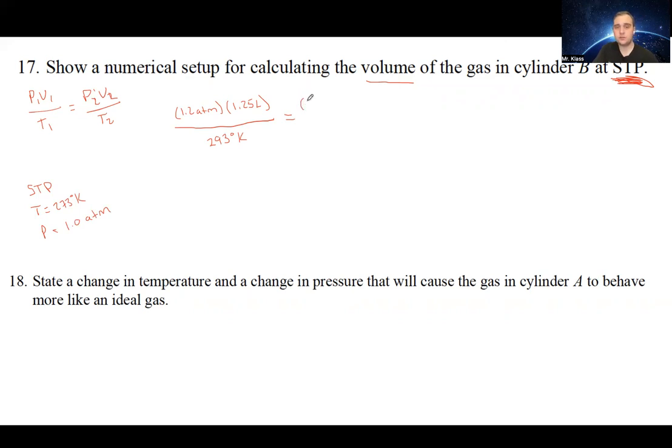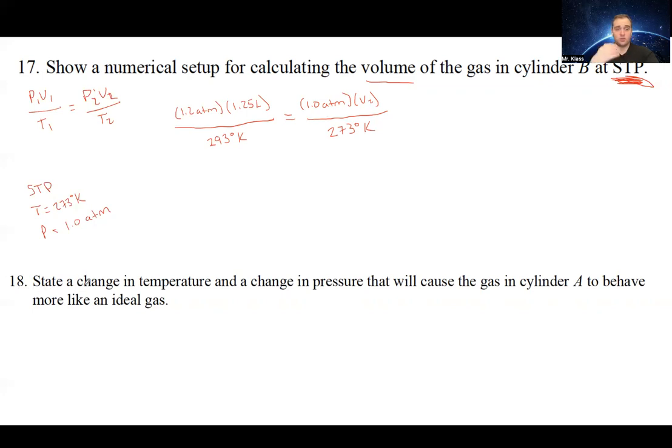So pressure changes to 1.0 atmospheres. We're solving for V2. And now we have 273 degrees Kelvin. Since it's asking for a numerical setup, do not do the math fully out. Otherwise, it's too much room for error. If we would just cross multiply through and isolate a variable, we have our answer, just basic algebra.